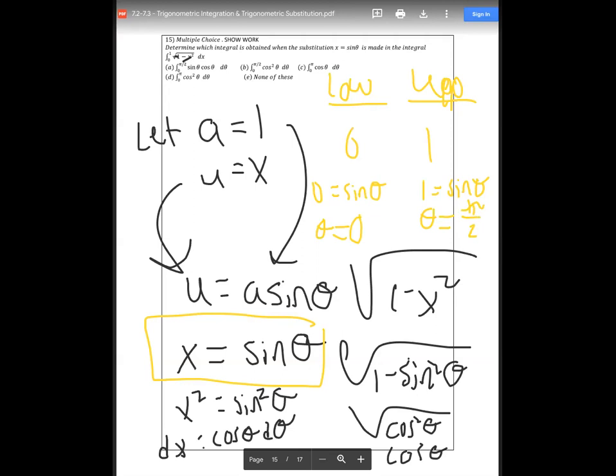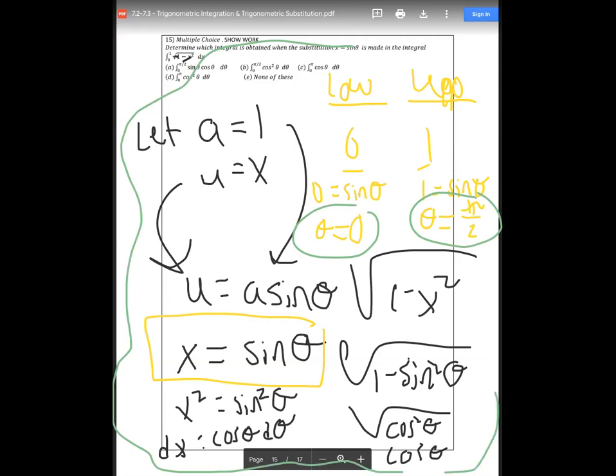We started with 0 and 1. Our new bounds are 0 and pi over 2. So we really only changed 1. Now we're going to take all this information that we have here and make it an integral, and then that's our answer.